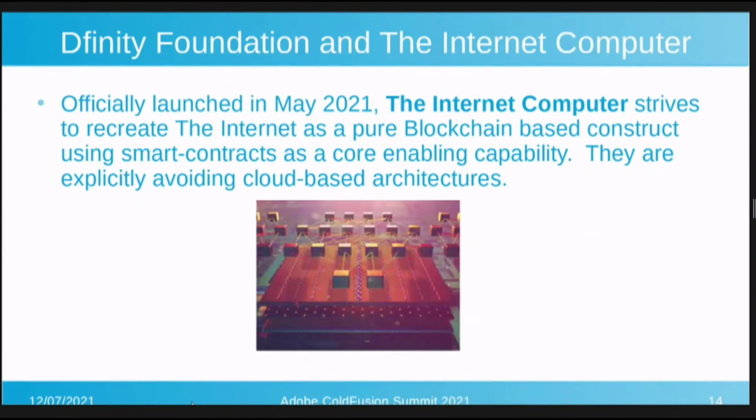This is something I wanted to stress. I really encourage you to look into this. It only came out this year. It's the Dfinity Foundation. So basically what Dfinity are trying to do, they're trying to recreate the internet. And I'm talking about everything that's in it, like mail servers and web servers and all the server capabilities of the internet, and trying to recreate them as a completely blockchain-based construct. So it's recreating the internet as a blockchain-based entity using smart contracts as the core enabling capability.